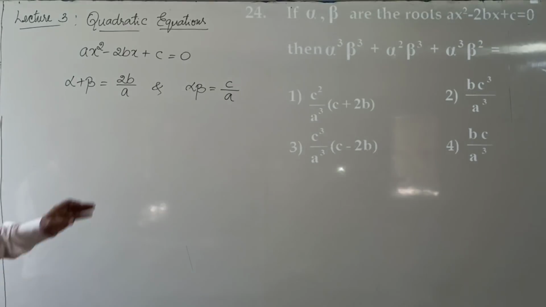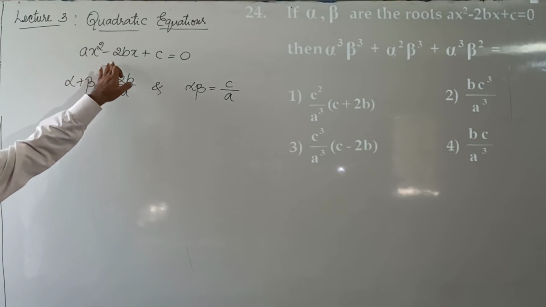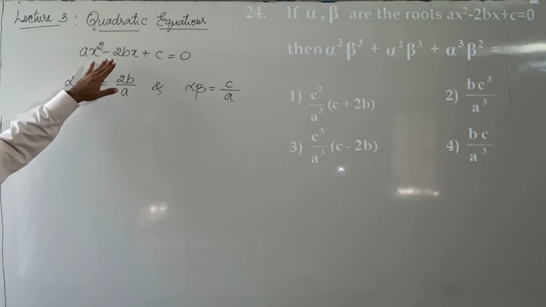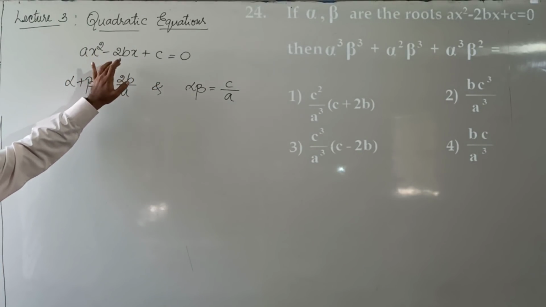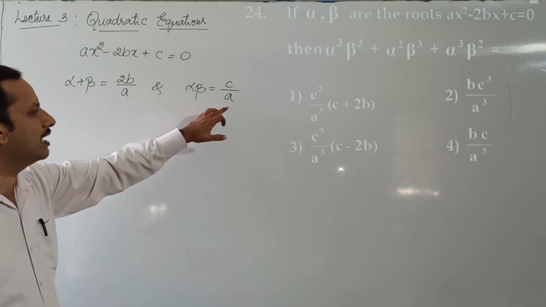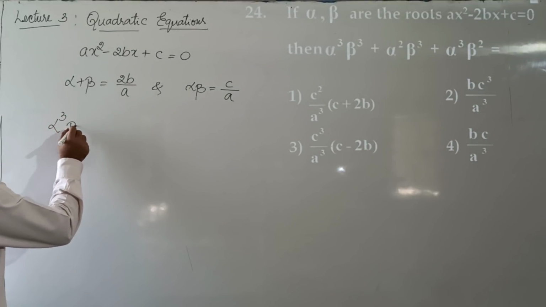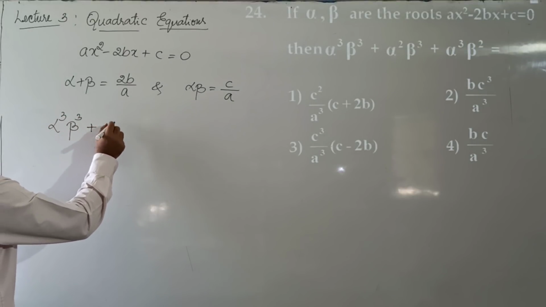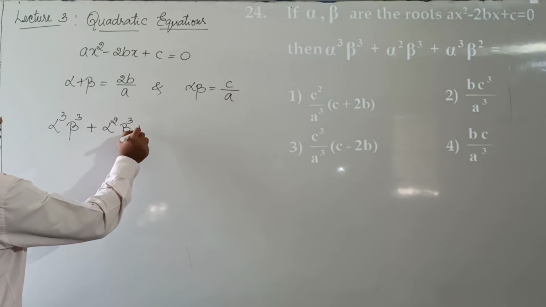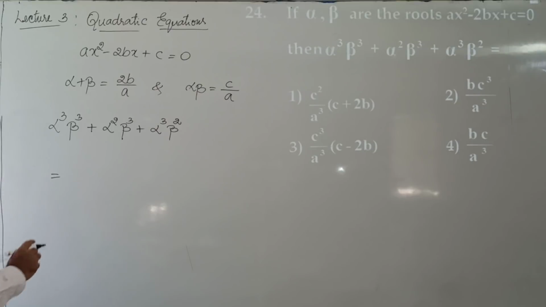Alpha plus beta is equal to minus b by a. That is a general formula, if you have ax square plus bx plus c equals 0. Now we have ax square minus 2bx. So in place of b we have minus 2b now. So alpha plus beta is 2b by a and alpha beta is c by a. Then what do we want? We want alpha cube beta cube plus alpha square beta cube plus alpha cube beta square. This is what we want.